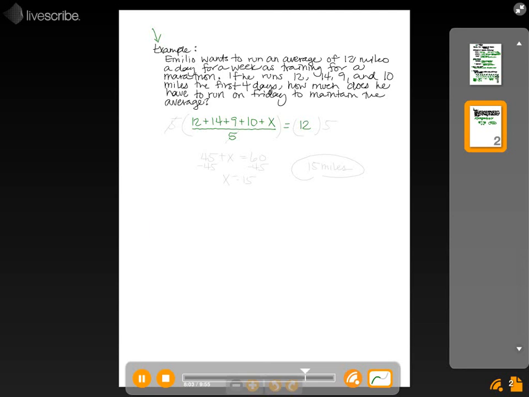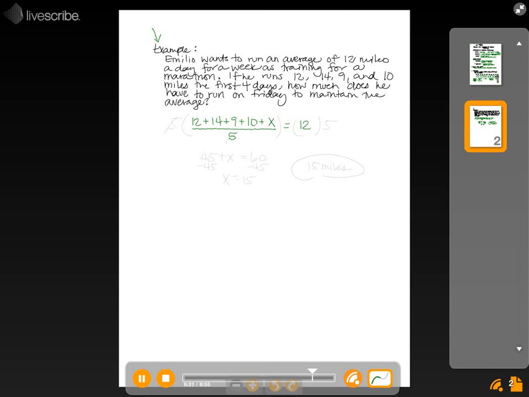Okay, I'm going to run through real quick again how we set this up. We're finding the average for his 5 days that he's running. So we have 12 plus 14 plus 9 plus 10 plus x because we don't know the 5th day. And we're going to divide it by 5 because we're finding the average of 5 data entries. And we want that to be equal to 12 because that's our desired average, our desired mean. That's how we set up this problem.